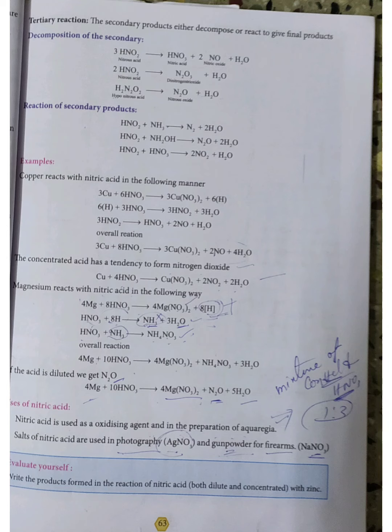Next, uses of nitric acid. Nitric acid is used as an oxidizing agent and it is used in the preparation of aqua regia. Aqua regia is nothing but a mixture of concentrated hydrochloric acid and concentrated sulfuric acid. Next, salts of nitric acid are also used in photography, AgNO3, and it is used as gunpowder for firearms, that is sodium nitrate, NaNO3.